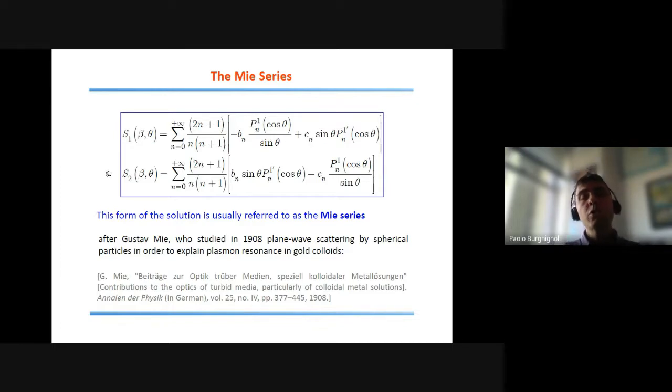This form of the solution was obtained initially by Gustav Mie at the beginning of the 20th century, when this German scientist was studying the properties of optical scattering by dispersions of very, very small particles, in particular metal particles, inside a liquid. So he studied, for instance, gold colloidal solutions. And this was the first time that an explicit expression for the scattered field by a sphere was given in an exact form.